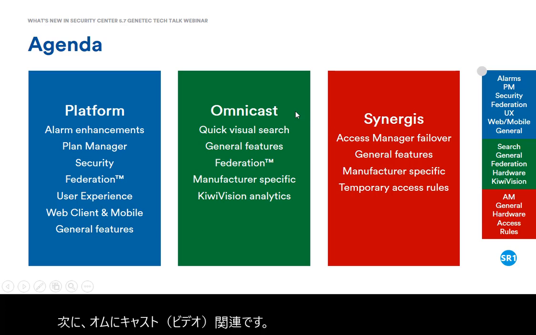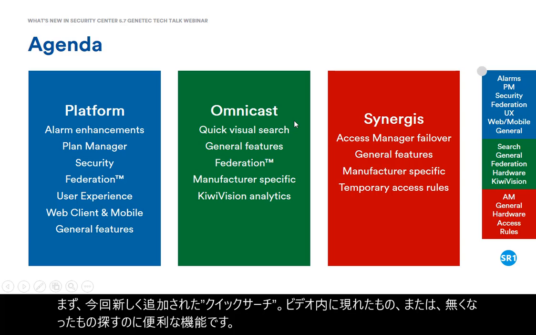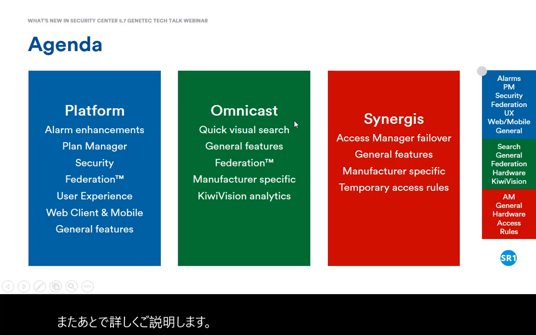After that, we've got a few Omnicast things we're going to take a look at, starting with a really cool new feature, the Quick Visual Search, or the Quick Search. And this is really nice for if you're trying to find something in a video that should be there, but that's not, or is there now and shouldn't be. So that's something we'll go through. As well, again, any general features, something that doesn't fit into any category, that's overall a nice feature but doesn't have a place for it.